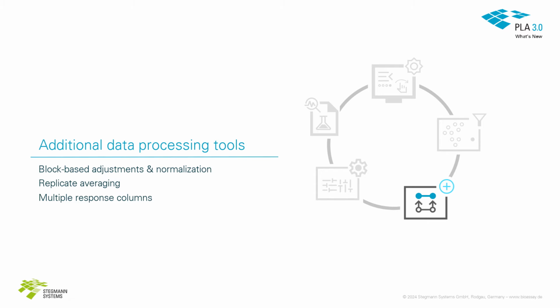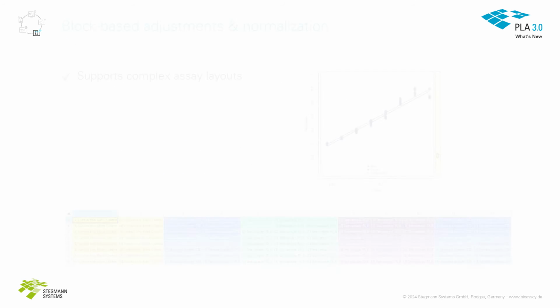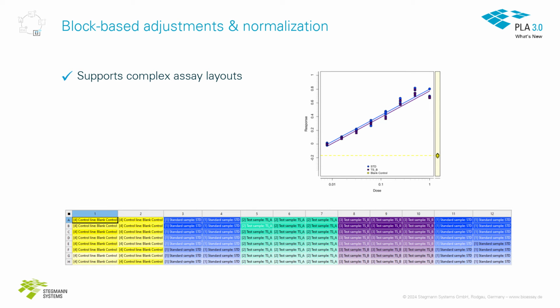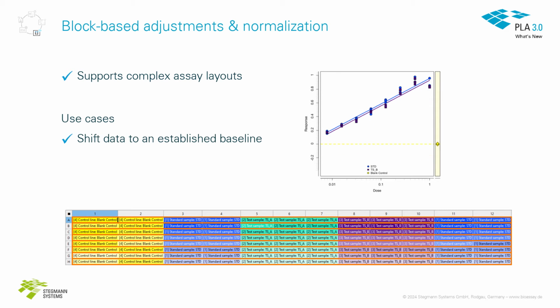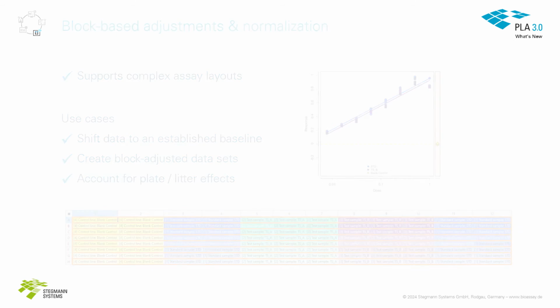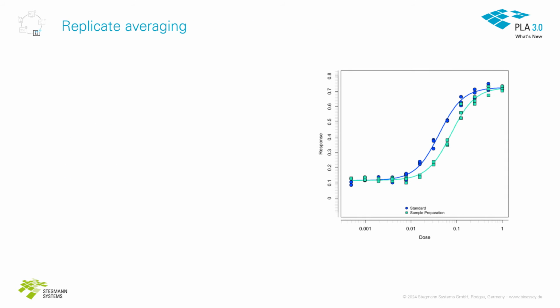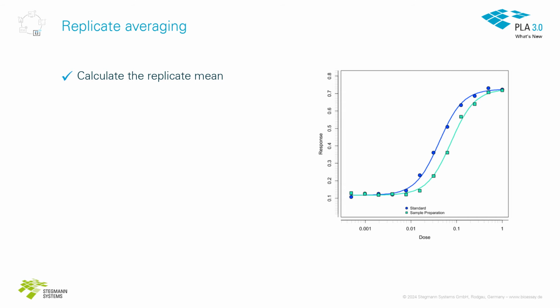We also added new data processing tools to support block-based adjustments and normalization, replicate averaging, and multiple response columns. Adjust and normalize data within blocks based on your assay layout. For example, shift data to an established baseline, create block-adjusted datasets, and account for plate or litter effects. You can also calculate the replicate mean for more accurate results when using pseudoreplicates.